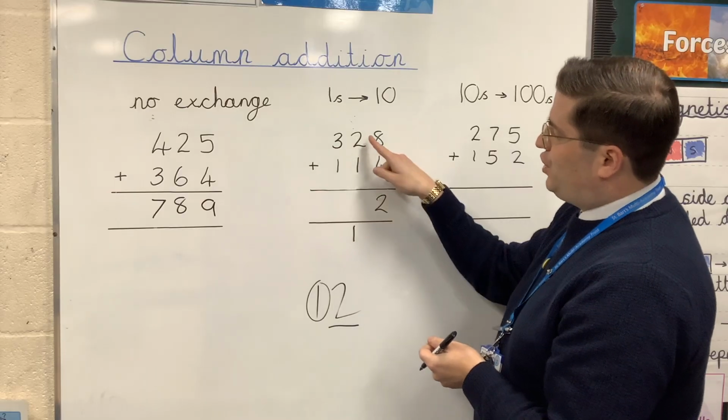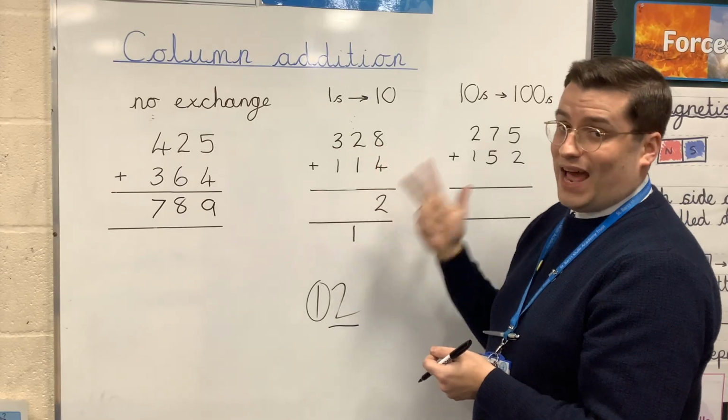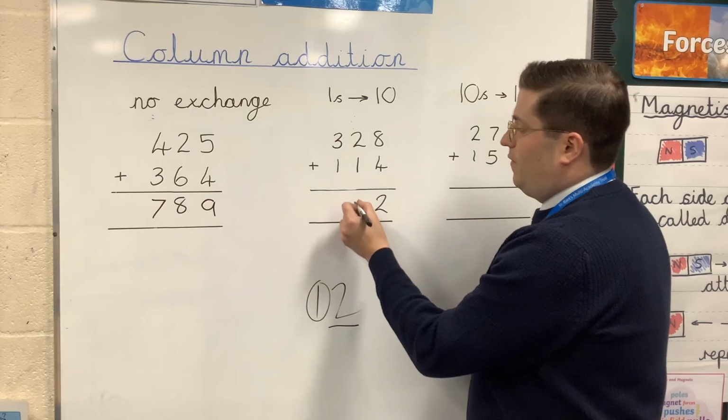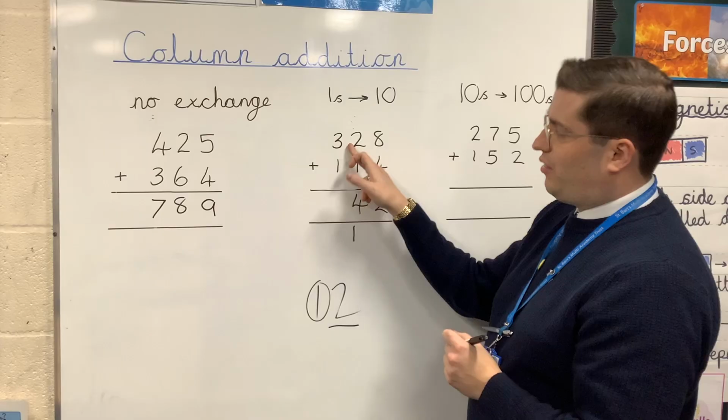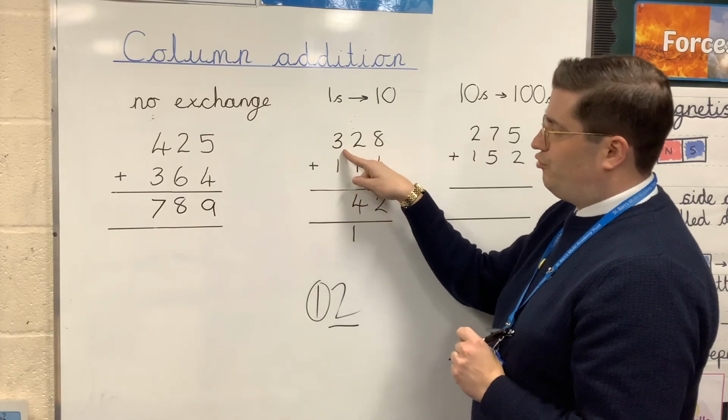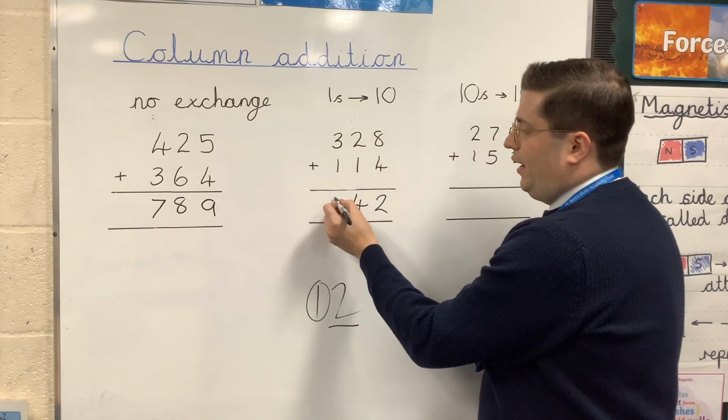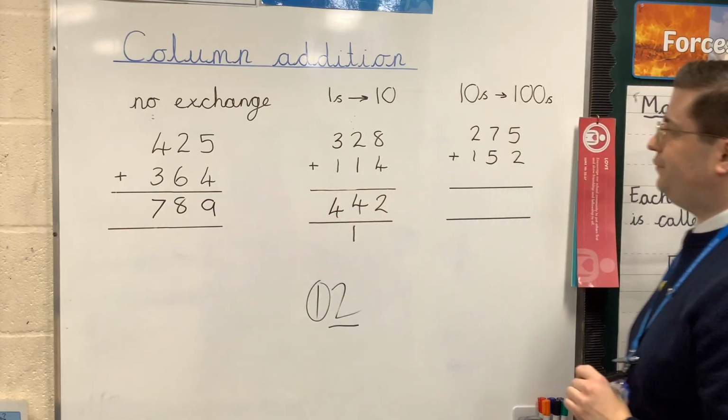So we've now got 2 tens add 1 ten is 3 tens, plus our extra ten will make 4 tens. We're then going to add our hundreds, and we're not going to say 3 add 1, we're going to say that 3 hundreds add 100 will be 400.